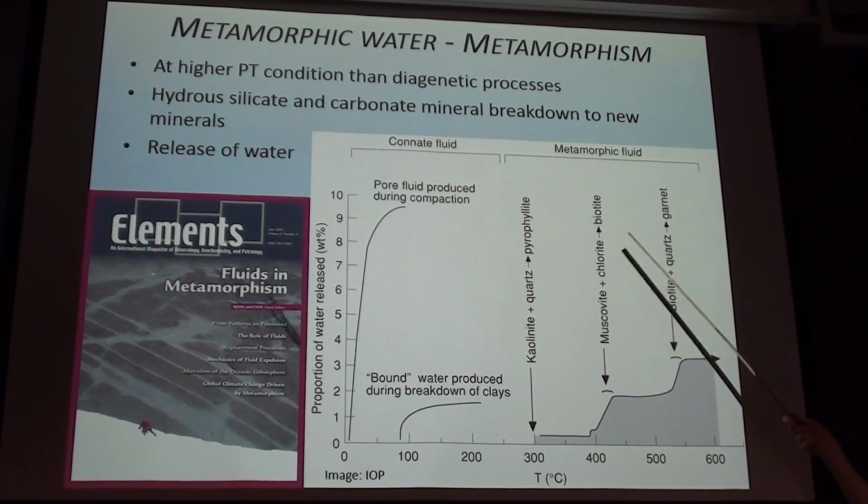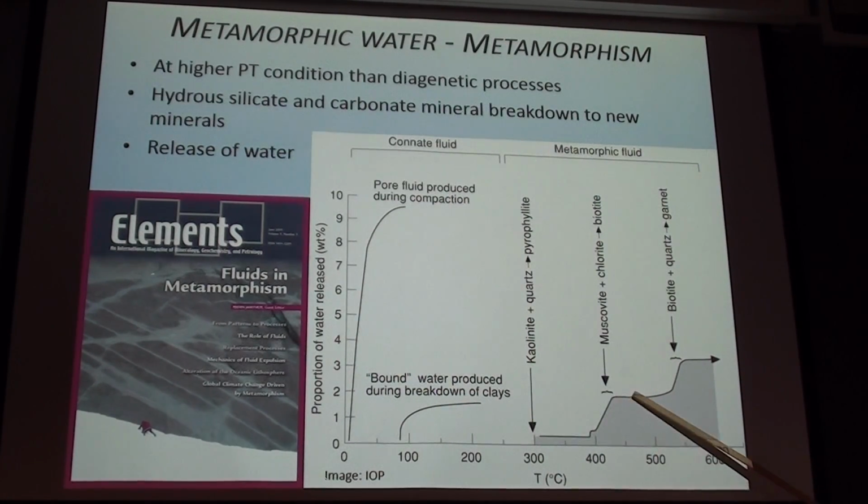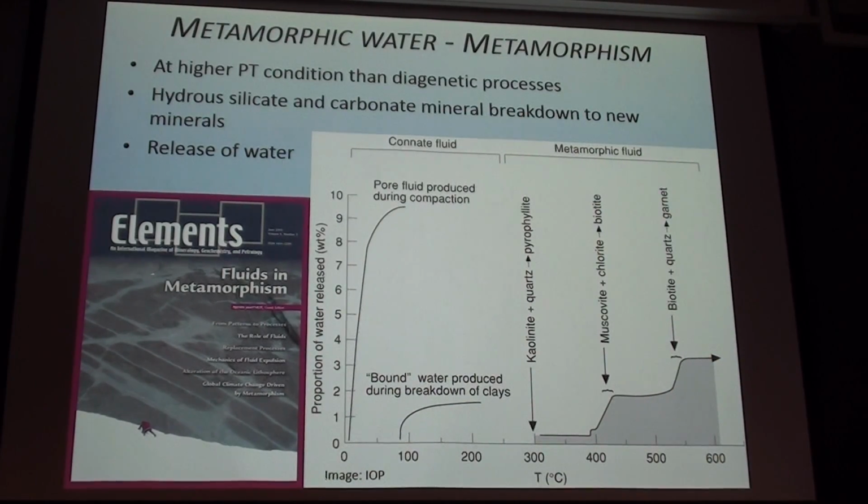Later on, muscovite and chlorite react to form biotite, again two relatively water-rich minerals reacting to form a water-poorer mineral, and so more water comes out. And later on also biotite and quartz react to form garnet, and that's basically the last dewatering event, because garnet is an anhydrous mineral.